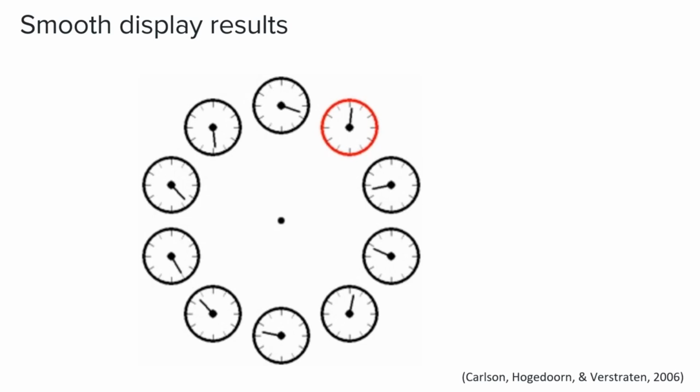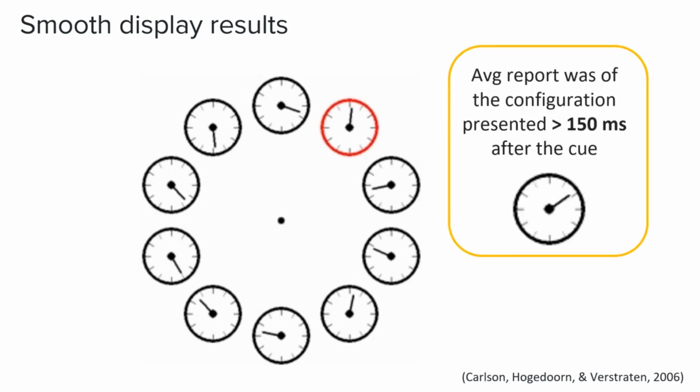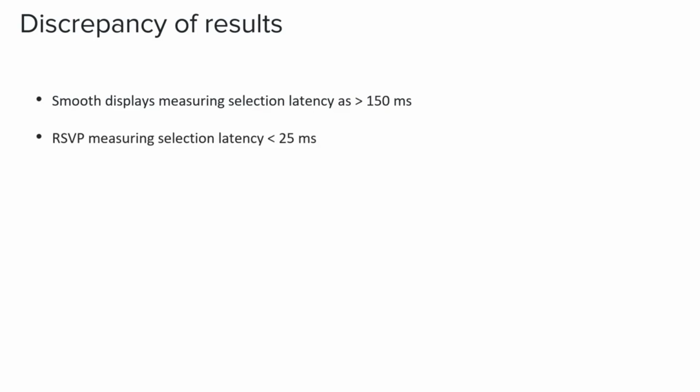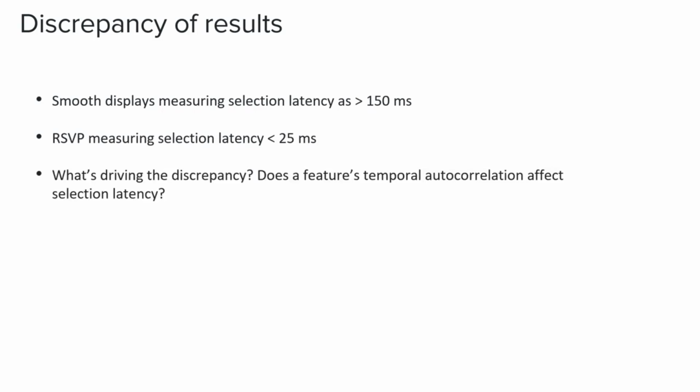But more likely, you're like the average participant in this study who selected the configuration presented over 150 milliseconds after the cue. So we have smooth displays measuring selection latency as over 150 milliseconds, while RSVP is measuring it as under 25, which led us to wonder if a feature's temporal autocorrelation affects its selection latency.